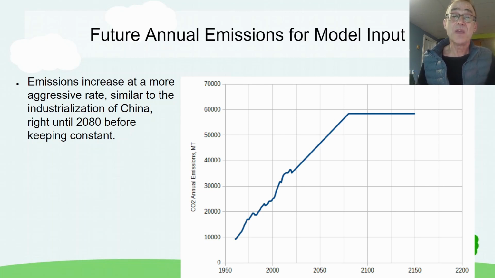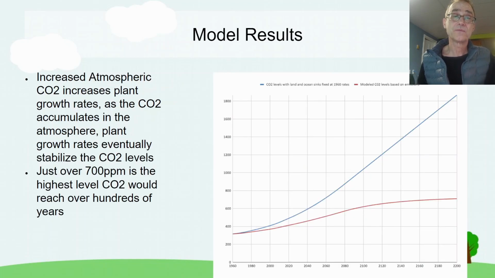Carbon dioxide emission rates would increase much faster than Statista predicts, reaching 48,000 megatons by 2050 and continuing to rise at that rate until a peak of 59,000 megatons per year in 2080. And then I'm going to keep that level going forward. This is what it came out with. Even with the extremely high annual emissions, the atmospheric levels just reached 700 parts per million. And this is going all the way to the year 2200.